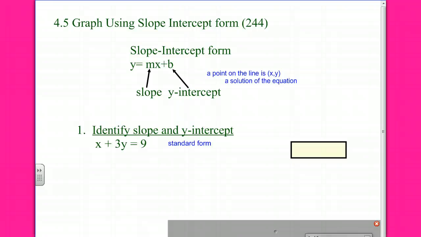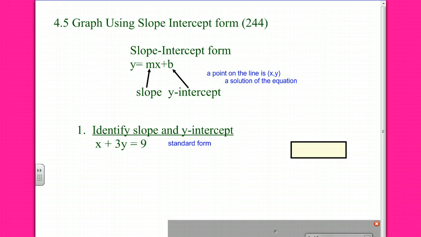We want to transform this into slope-intercept form. And slope-intercept form has what sitting all by itself on the left side, everyone? y. And so it's just the same as our function form, remember? Where we have the y isolated on the left side. All right, so who's going to help me transform this into slope y-intercept form?